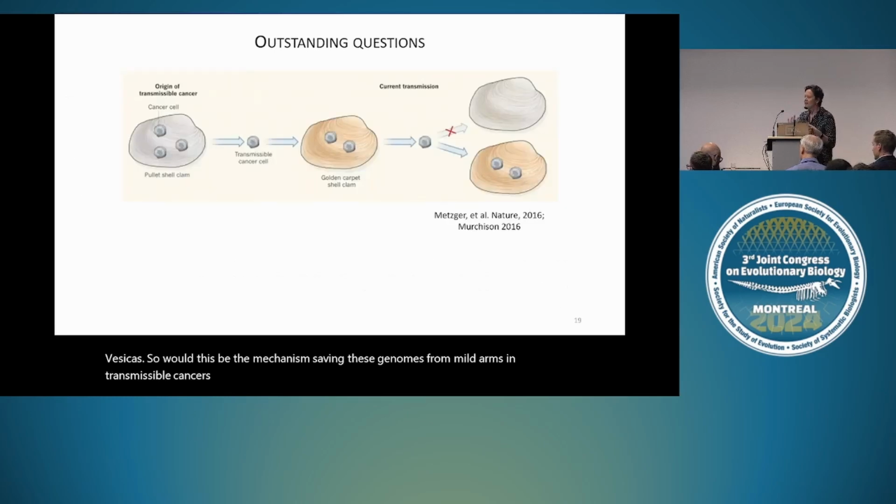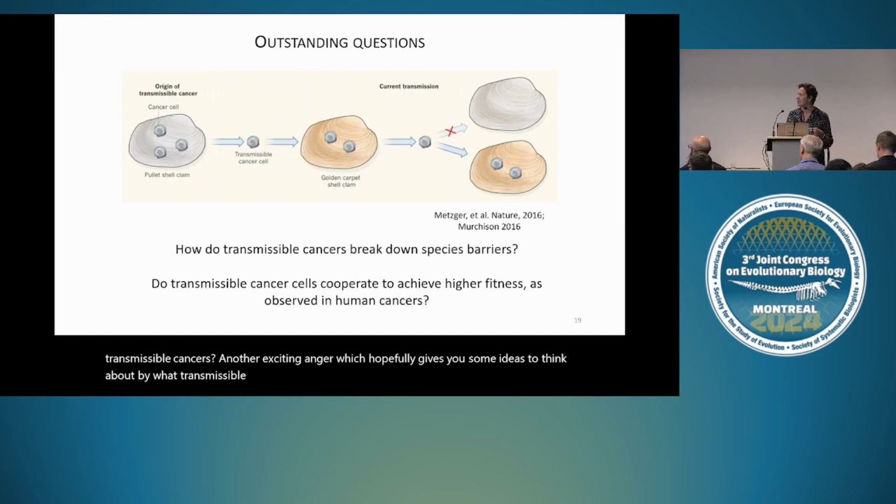Another exciting angle, which hopefully gives you some ideas to think about: bivalve transmissible cancers called jump species. How do they do that? Do they cooperate as we see in human cancers or not?